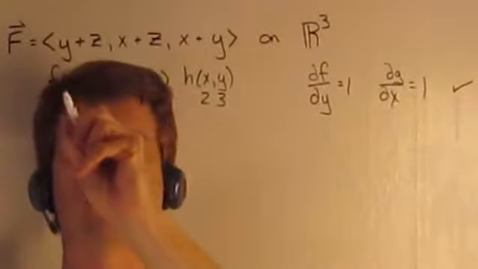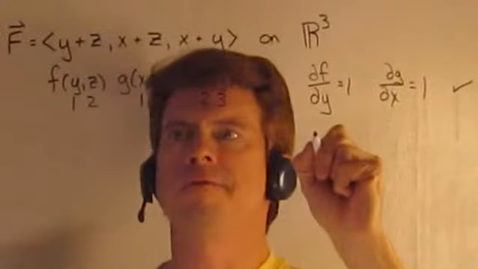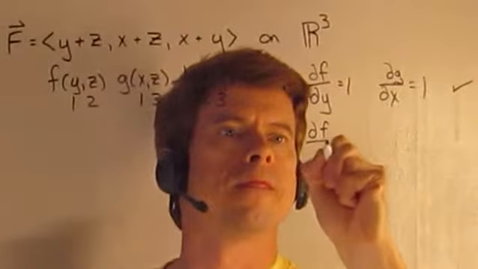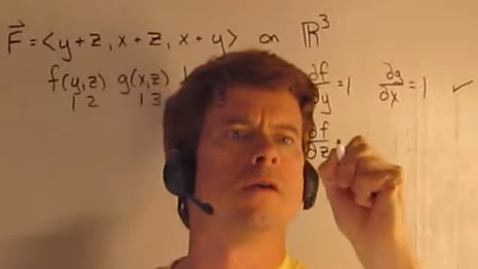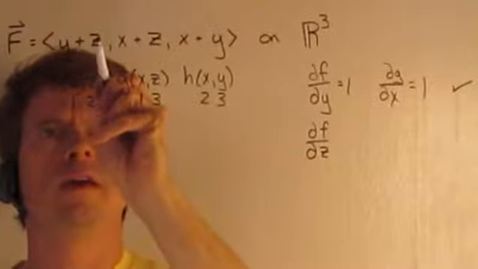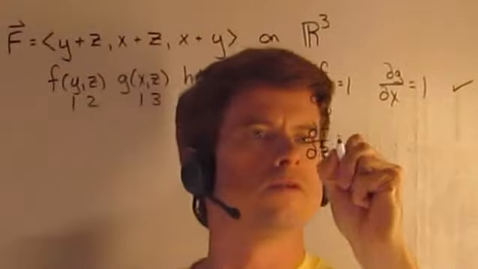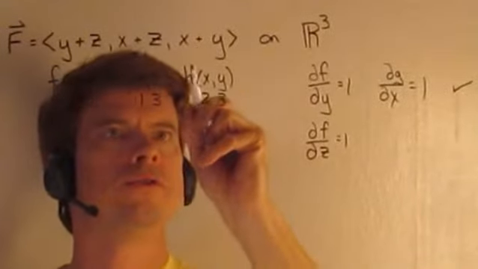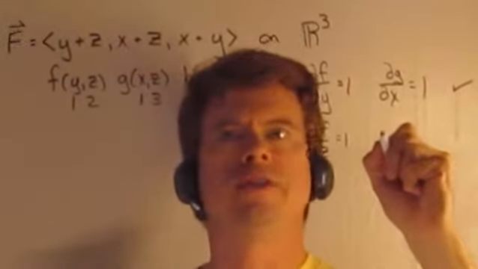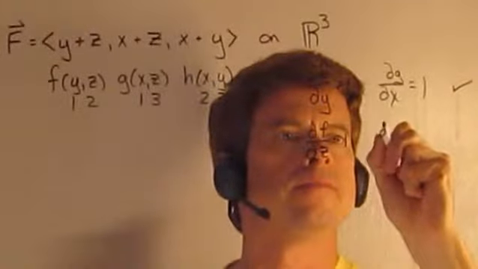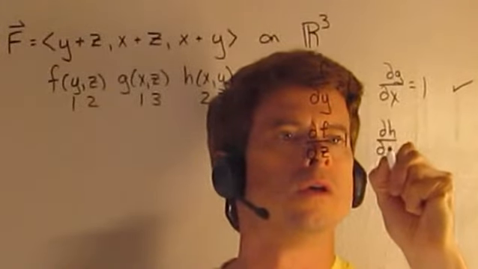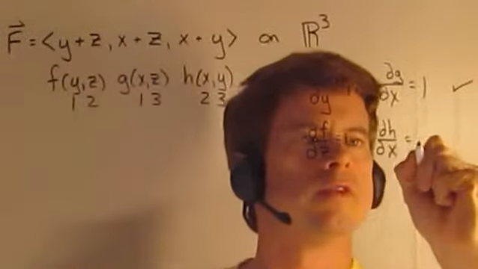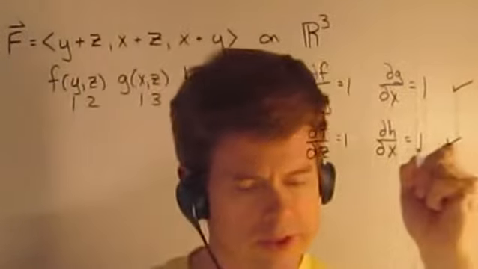Second, we have df dz, and the partial derivative with respect to z is equal to 1. And then we also have for 2, dh dx. And that one also, taking the partial derivative, is equal to 1. So that one checks out.